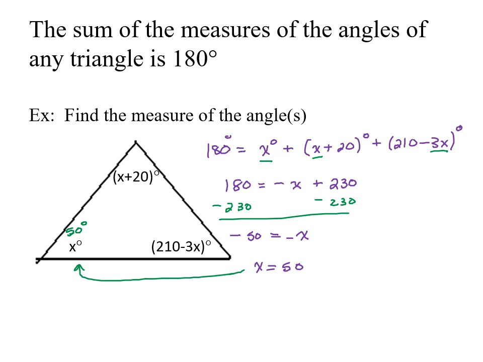Then to find the other angles, you just stick the 50 in. So the top one, x plus 20, well, x is 50, so 50 plus 20 makes this angle be 70. And 3 times 50 is 150, and 210 minus 150 lets this angle down here be 60. And so your angles are 50, 60, and 70.